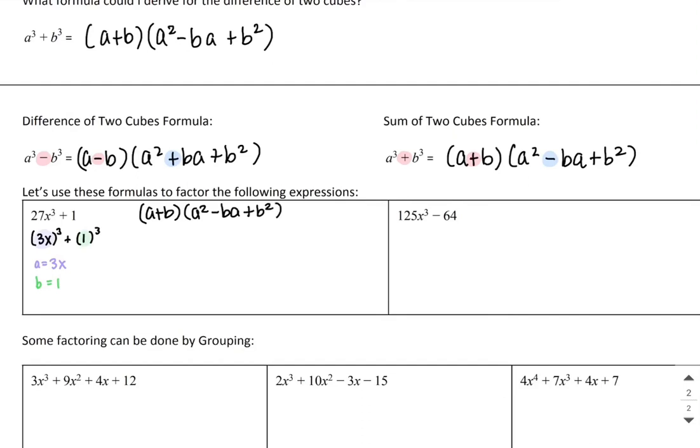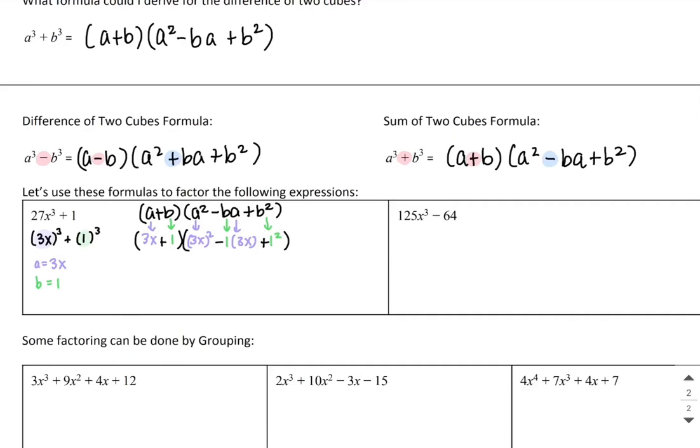And then everywhere I see a, I'm replacing it with 3x. So this is 3x squared. Make sure you're raising both 3 and x to the second power. I have a 3x here, and I'm going to put that in parentheses since I'm going to be multiplying it by b. I'm going to now replace b with 1. Everywhere I see a b, I'm replacing it with 1. So 1 squared. And then I'm filling in what are my operations. So I have 3x plus 1 times 3x squared minus 1 times 3x plus 1 squared.